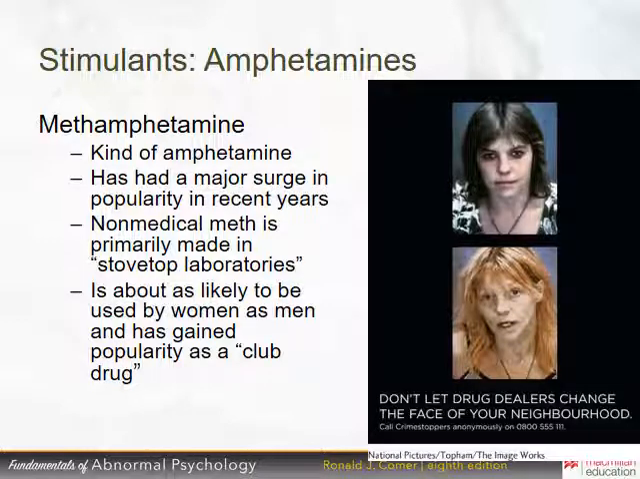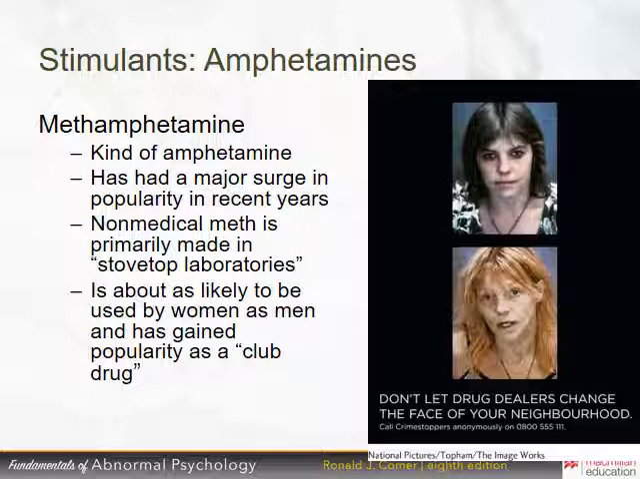This is actually a picture that I used to have up in my office when I was a probation officer, and this is showing the impact over just a few years, actually, a 4-year period, for a woman who at the top hadn't started using methamphetamine, and 4 years later after her use, this is what she looks like.